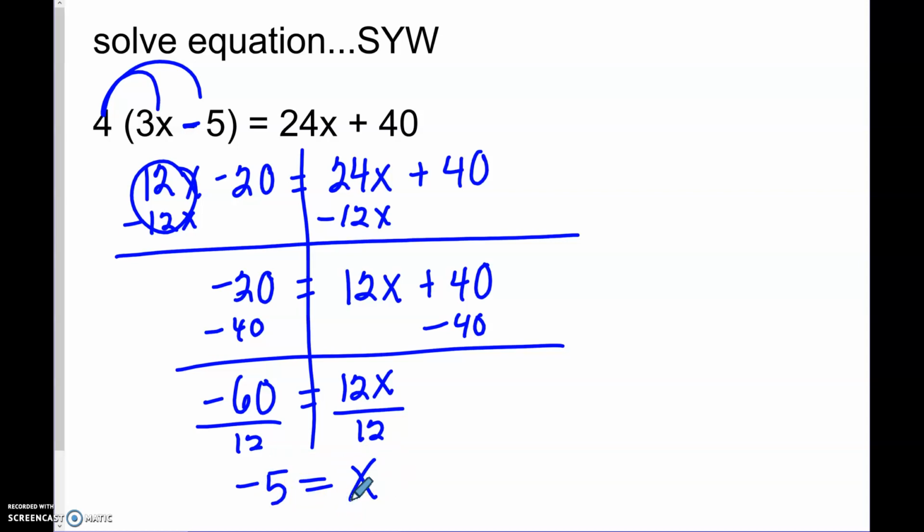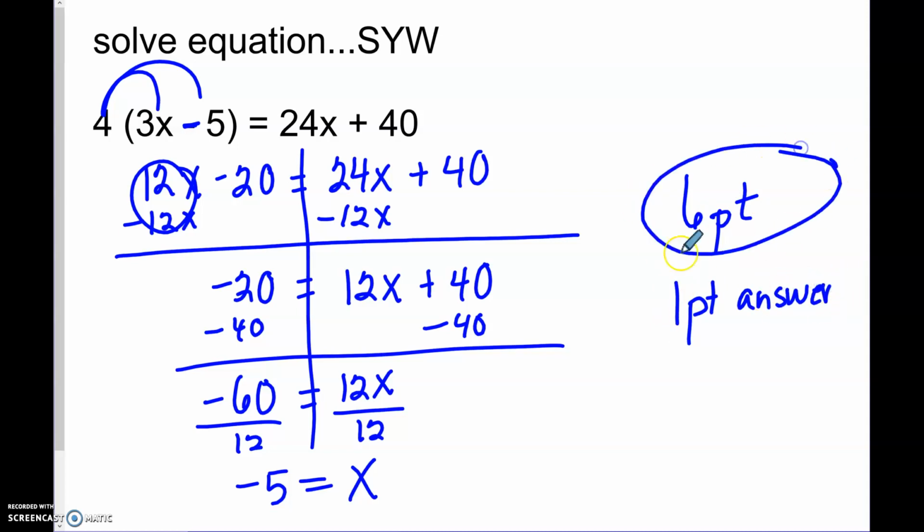All right, so you can see where this one is a lot of work. It's only 1 point for the correct answer, but you had to distribute, that's 2 points. You had to subtract, that's 3 points. Subtract, that's 4 points. And divide, that's 5. So this is going to be a 6-point problem on the test, and only 1 point is the answer. So you can see how important work is. It's 5 points of work and only 1 point for the correct answer.